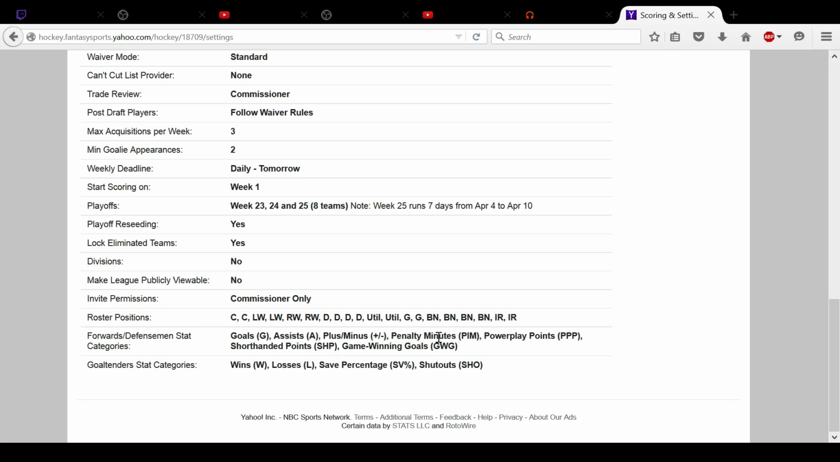Power play points is a category that basically comes down to how well are you following where the players in your lineup are playing on the power play, if they're playing on the power play, and ensuring that if you have anyone in your lineup, really any forward or defenseman in your lineup that's not playing on their team's power play, you need to ask yourself what they're doing on your team.